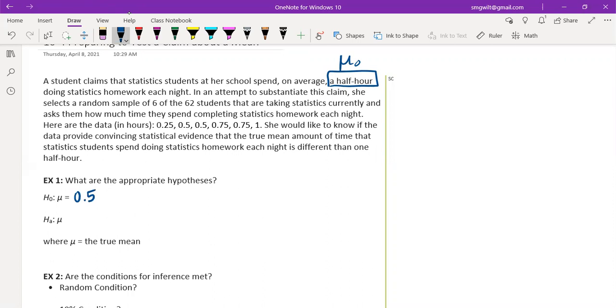In an attempt to substantiate this claim, she selects a random sample. So she is claiming that it is different than 1/2 hour. So remember that this piece is what's giving us our alternative hypothesis. So remember, is different means not equal to. It might say more or less. In that case, we would use a less than or greater than symbol.